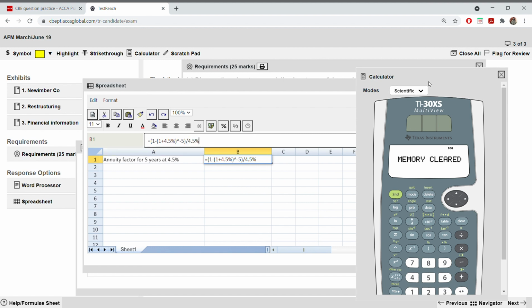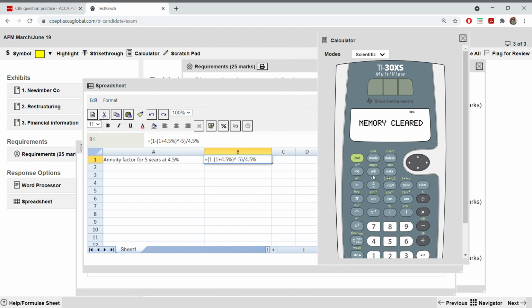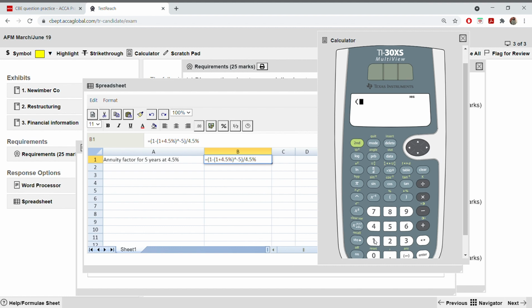You can break it down or you can do it step by step. 1 minus, again bracket, 1 plus. I don't have a percentage sign here, so I cannot put 4.5%. Here I have to put 0.045. Close bracket. To the power, the arrow is there. When you put that, put this minus. Not this one. This one. This minus to the power 5.